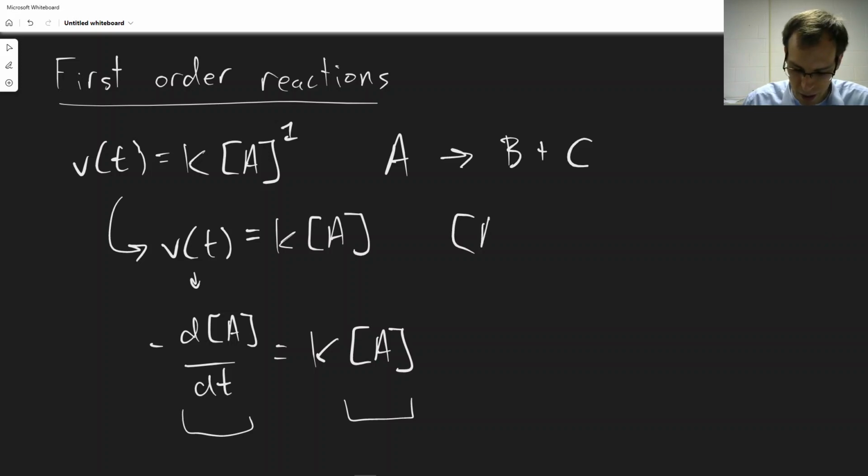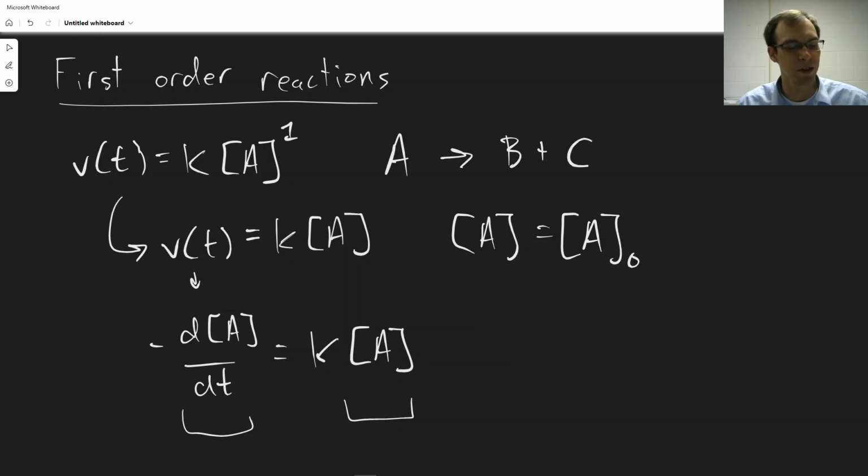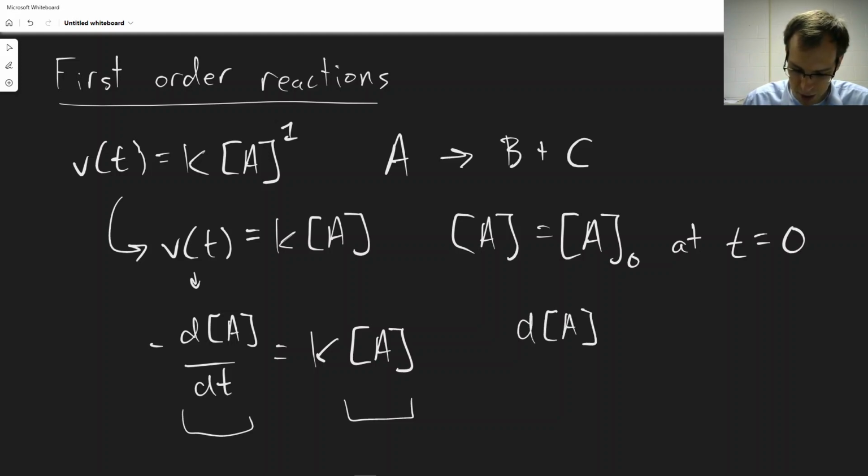So we say that the concentration of A, and this is generally something you need to do with differential equations, is provide some sort of initial conditions. Okay, the concentration of A starts at some initial concentration that we call concentration of A naught when the time is equal to 0. So we have to pick some time that's equal to 0 to sort of start our reaction at. Okay, and then we can rearrange this equation and put the concentration all on one side, so dA over A, and the time on the other side.